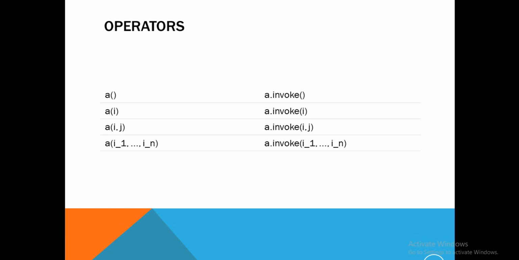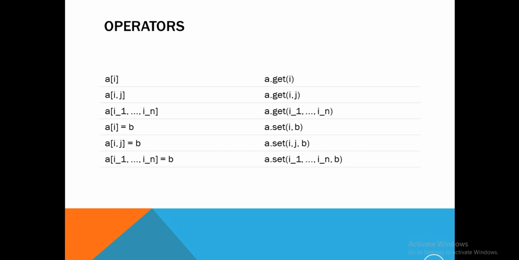And invoke: when you implement the method invoke for operator overloading, we can invoke the method directly on the instance. And get: actually for getting an element from an array, the actual method is get, but that is overloaded with this, so that we can get the element of the array by accessing it with brackets and index.